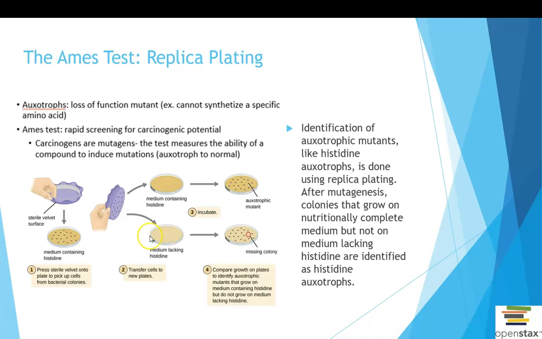Based on the pattern that they get in these two media, they can identify the ability of that drug or medicine to cause or induce mutation in, for example, cells or not. So this is one of the primary techniques that they use to make sure that the drug is not carcinogenic or problematic for the health of the cells or the patient.